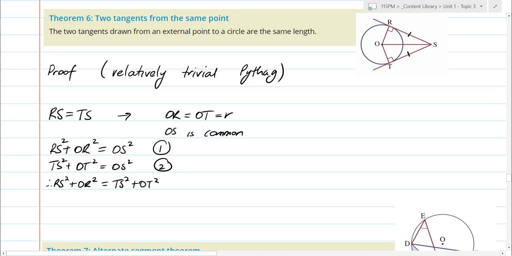But OR and OT are equal. They're both radiuses of the circle. So we get RS squared plus the radius squared equals TS squared plus the radius squared. Therefore, RS squared must be TS squared. RS must equal TS. So that's the full proof. And you see, I haven't really skimped on my lines of working here, which is where the elegance comes from. Don't skip too much. But that's the reasoning there.